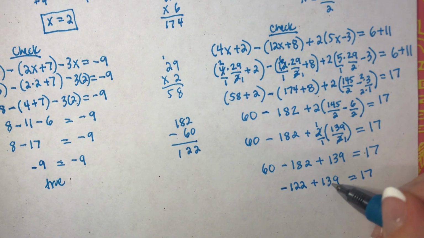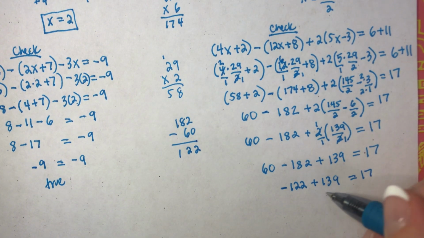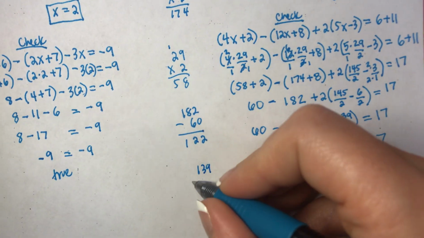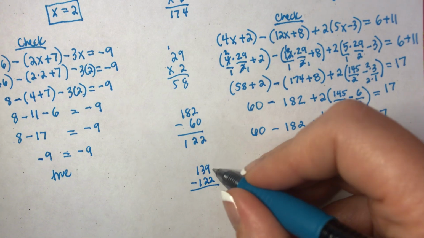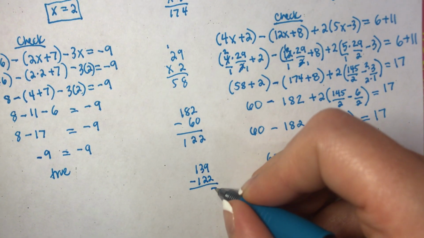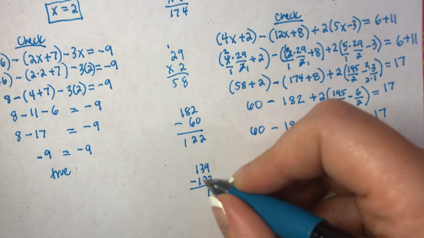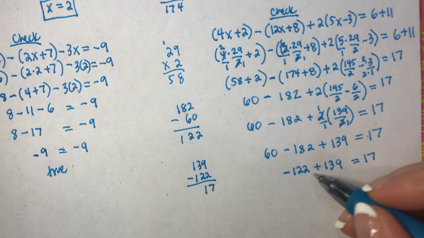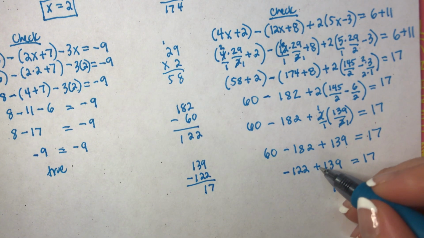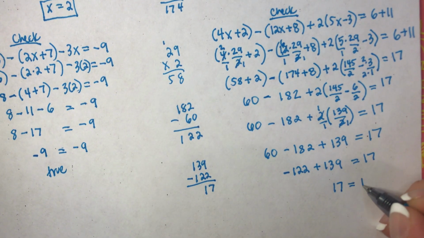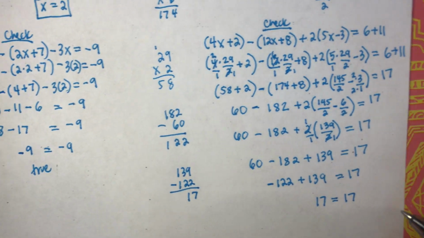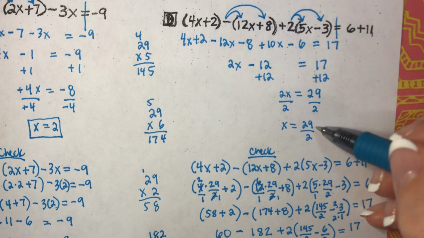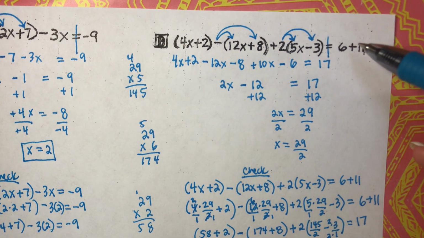Okay, so we have a negative here and a positive, so we have to take the difference here. So I'm going to go 139 minus 122. 9 take away 2 is 7. 3 take away 2 is 1. 1 take away 1 is 0. So we have 17 out of these numbers, 122 and 139. 139 is bigger and it's positive, so our answer is going to be positive. So there we have it. That is a true statement, which means our solution, 29 over 2, is the solution to this equation.